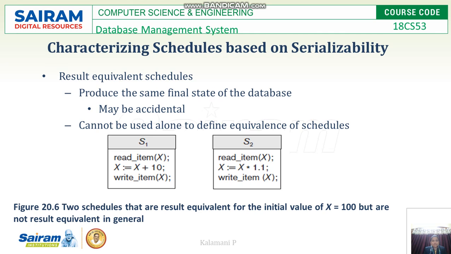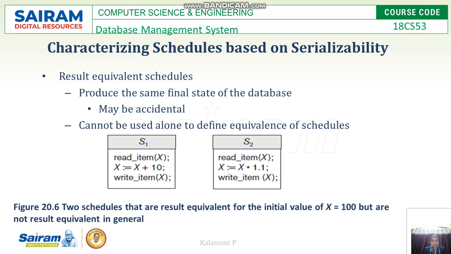Then, result equivalent schedules. They will produce the same final state of the database, maybe accidentally. For example, here there are two schedules S1 and S2. S1 performs the operation read item X, X is equal to X plus 10, then write item X. Similarly S2 will perform read item X, X is equal to X into 1.1, write item X. Both schedules perform read-write operations and some update.